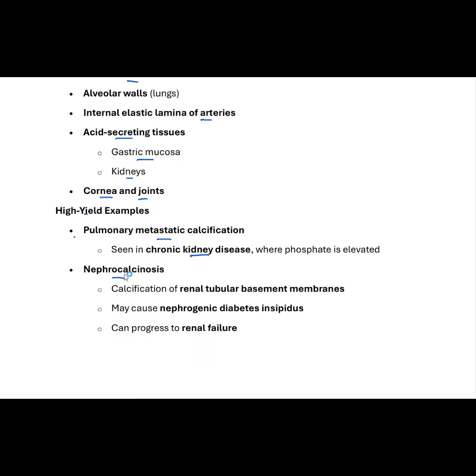And the next example is nephrocalcinosis, whereby there's calcification of the renal tubular basement membrane. If this is happening in the collecting tubules of the kidney, that could prevent ADH, antidiuretic hormone, from binding or working on those collecting tubules, and that could lead to nephrogenic diabetes insipidus, whereby the patient will not be able to reabsorb free water back into the blood, and they're going to be losing a lot of free water as a result of that.